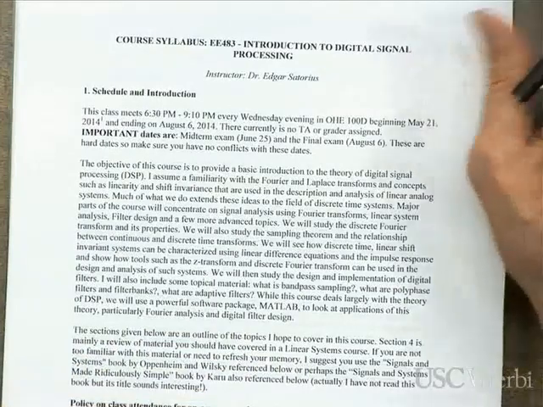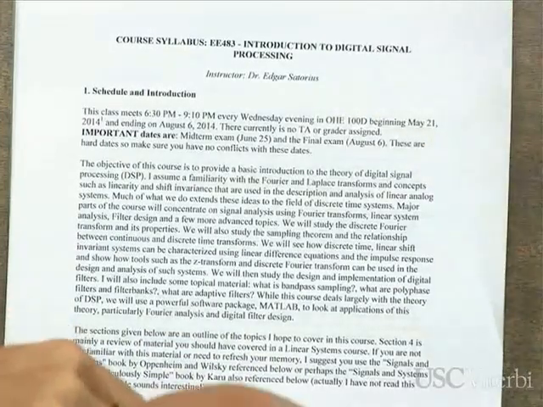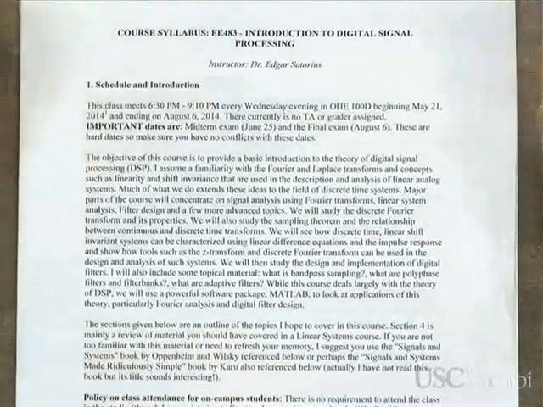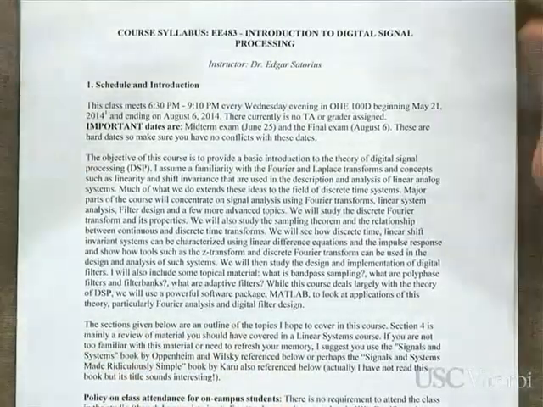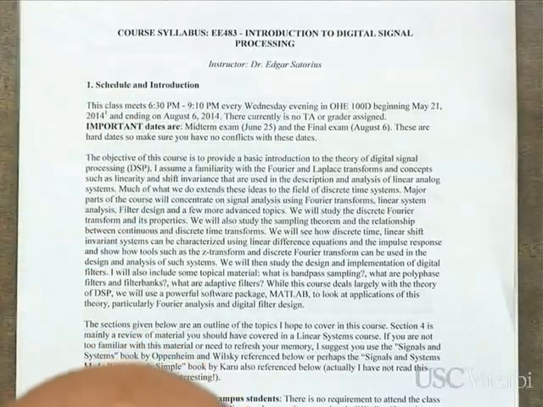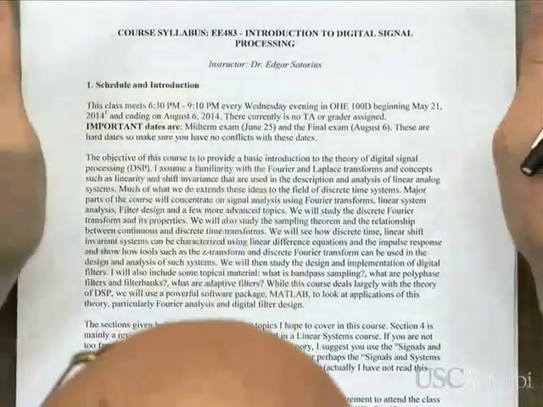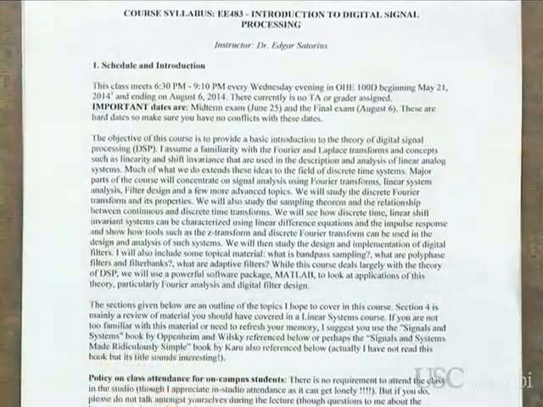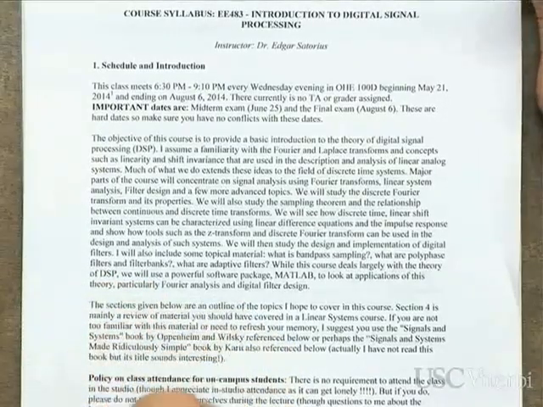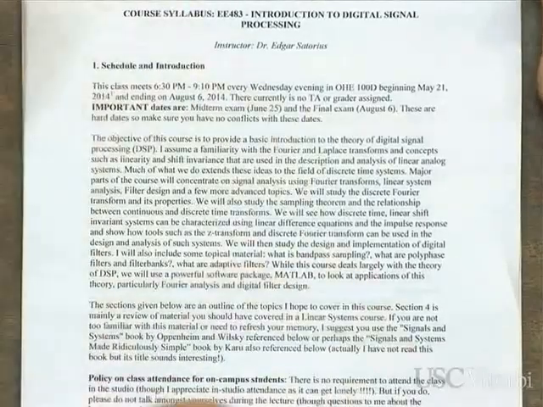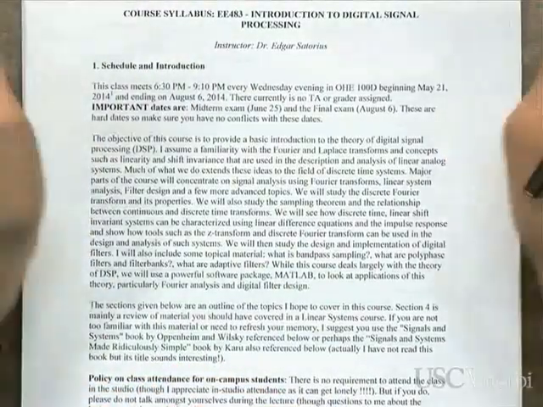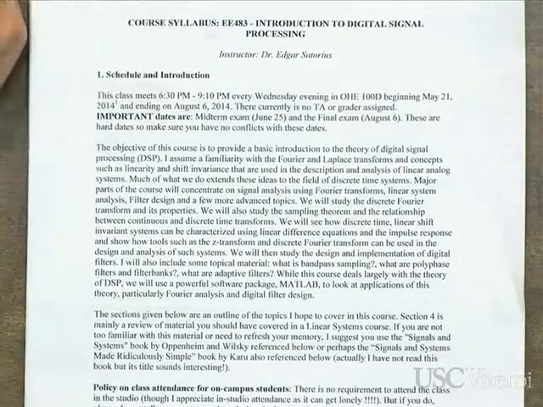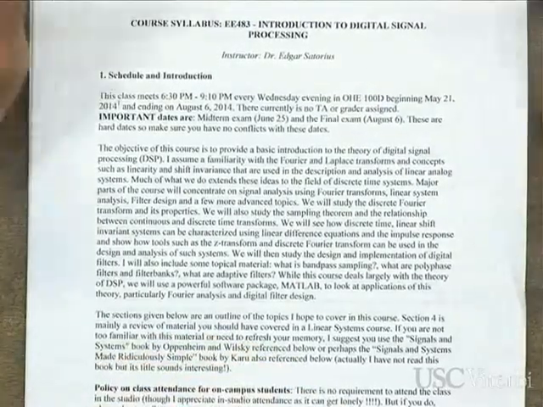So this is EE 43, Introduction to Digital Signal Processing. The class meets 6:30 to 9:10 every Wednesday evening. I always have a break around 8 for 15 minutes or so, so that you don't have to sit there for the full 2.5 hours. It will be in OHE 100D, and it ends on August 6, 2014. August 6th is the last day of class, but it will also be the day of the final. So if you're wondering about the final exam date, that will be the last class, August 6th. Depending on the number of students, it will probably be in our classroom, but we'll see.